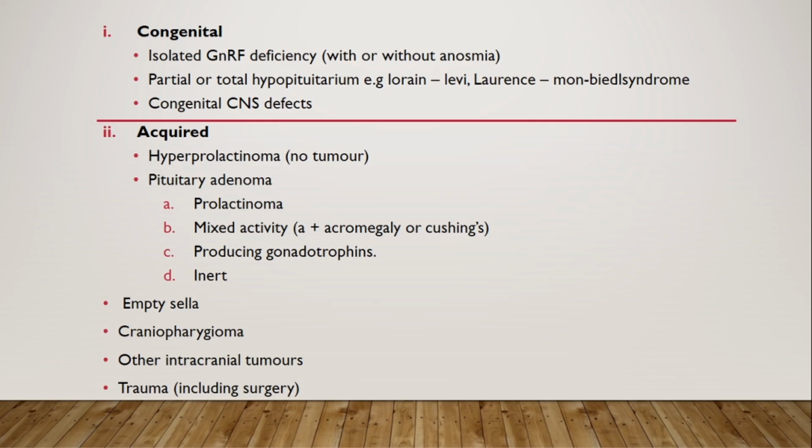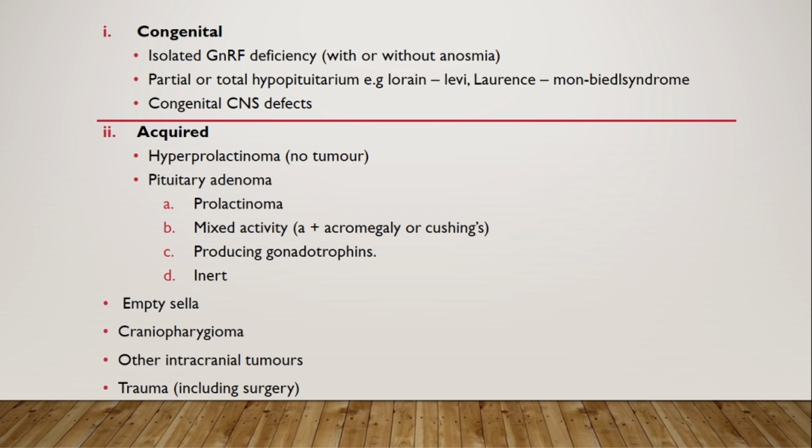The acquired variety of this irreversible hypogonadotropic hypogonadism can occur in hyperprolactinoma. Hyperprolactinoma, in which there is a growth of the prolactin cells.